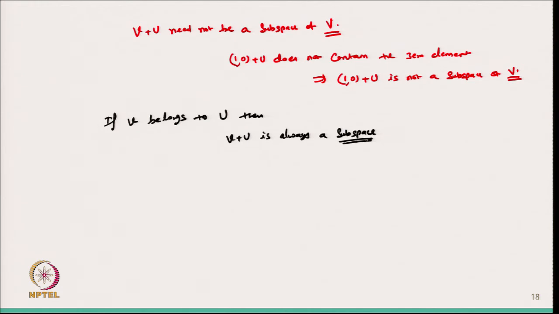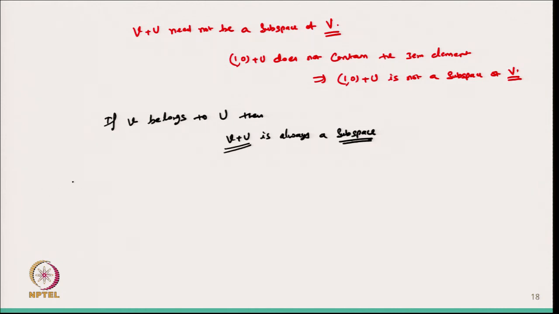Okay, so in that case we can say that this is always a subspace, otherwise V plus u, that is the shifting, is not a subspace of V. So, this is also one of the important properties we wanted to discuss.